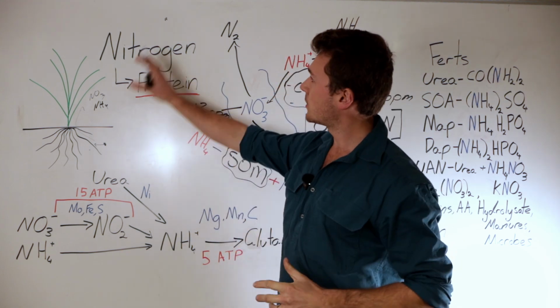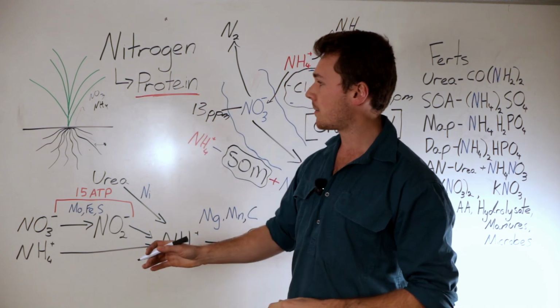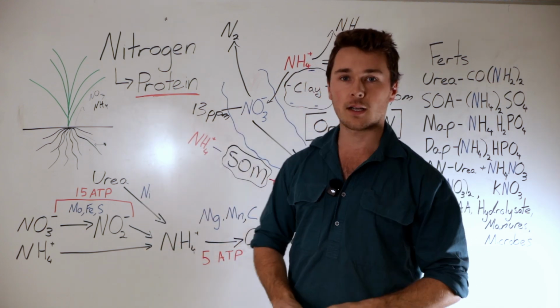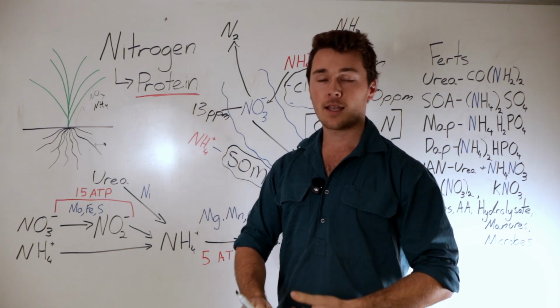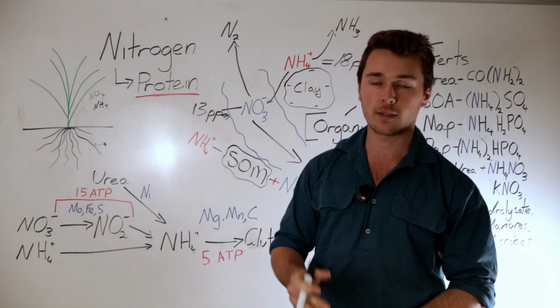And really, in order to achieve this, we need to make sure that these are converted into proteins in our plants, which means we need all these minerals as well as large amounts of sugars to produce the feedstock for this conversion of ammonium into glutamate.